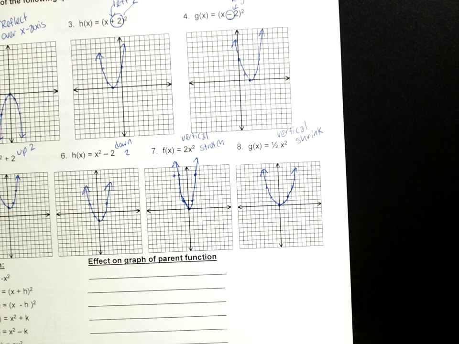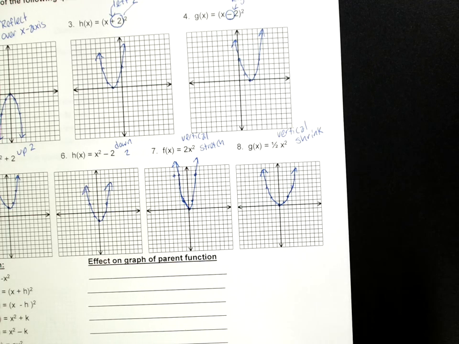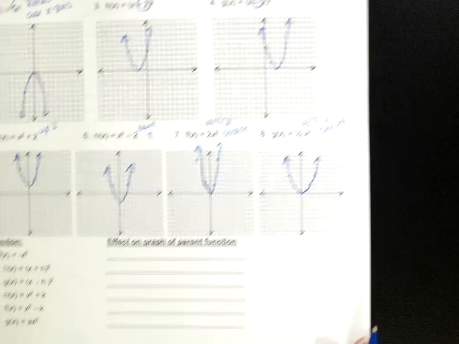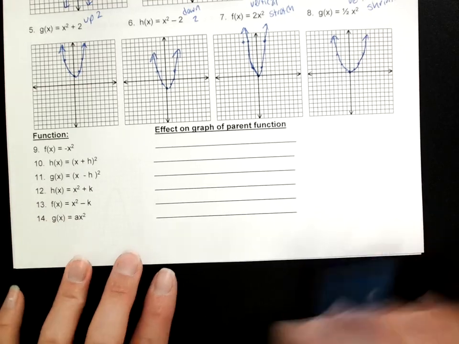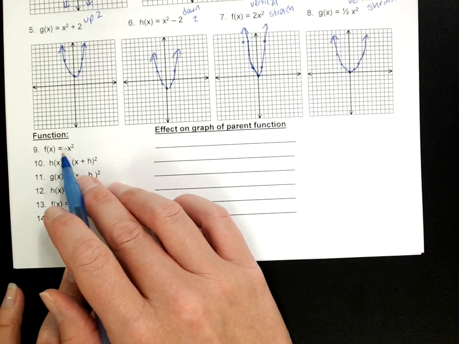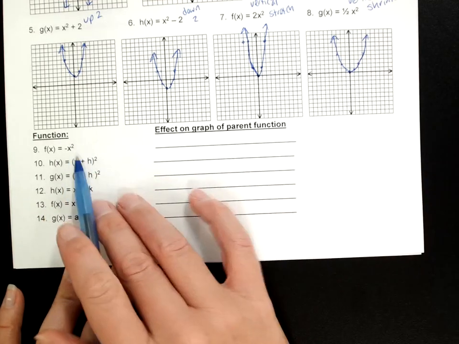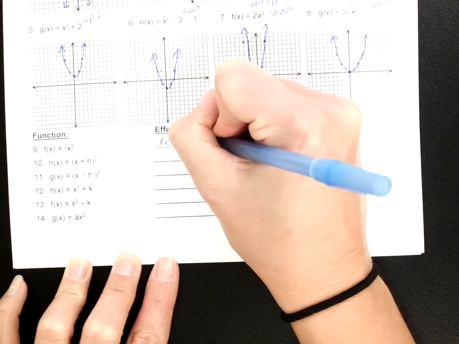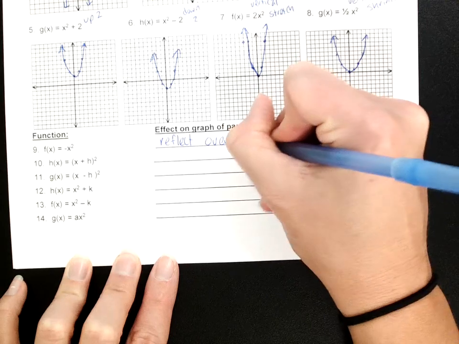Now in this class, we are not going to have a horizontal stretch or shrink, but later on, like when you take pre-cal, you could. So again, this is more in general. Anytime you have a negative in front of a graph, and you could have some other things too, but if that negative is there, that is going to reflect over the x-axis.